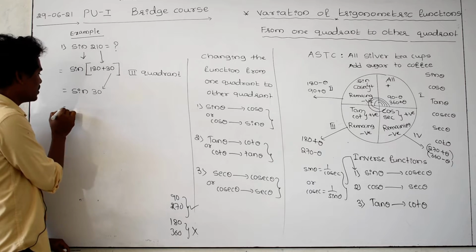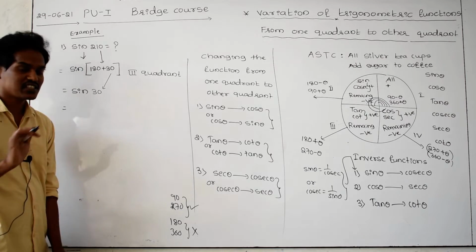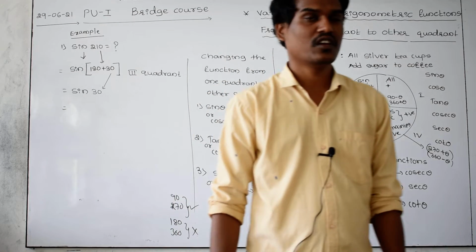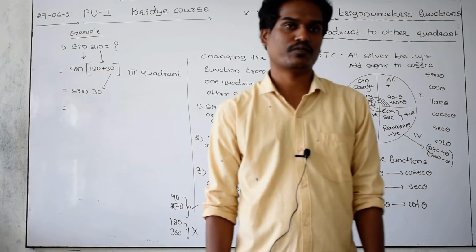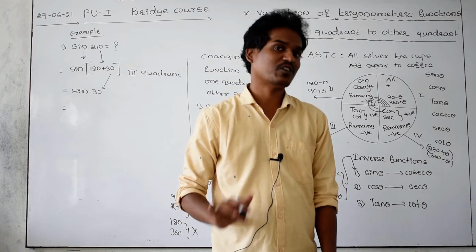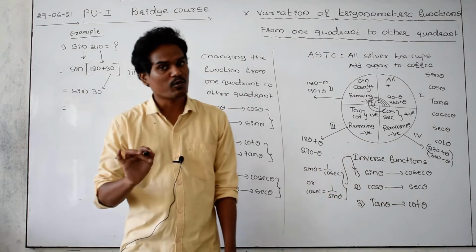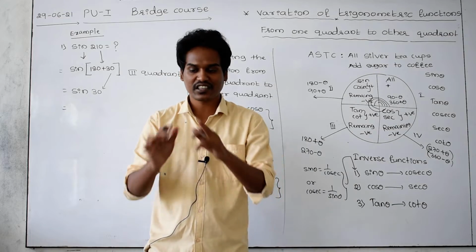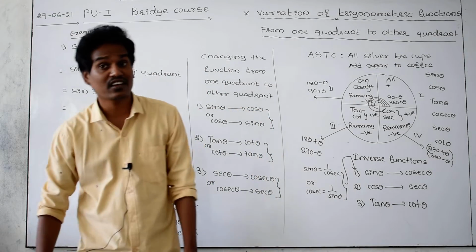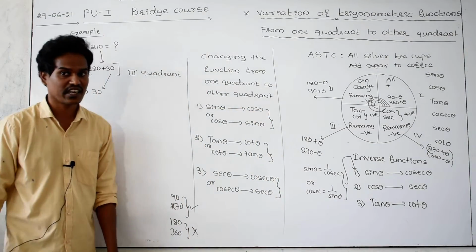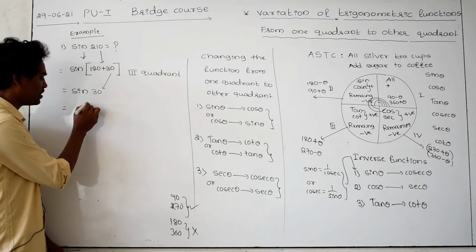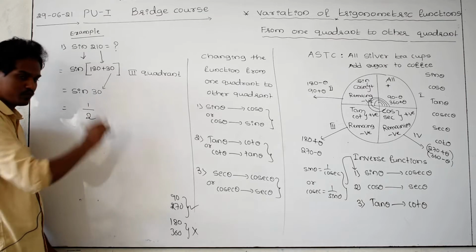And next, sine 30. As you know very well, yesterday we discussed all the trigonometric ratios. What is sine 0? 0. What is sine 30? 1 by 2. What is sine 45? 1 by root 2. Please go to the table. In the previous class, I discussed the table of all the trigonometric angles in terms of radians as well as degrees. What is sine 30 degree? Go to the table and see the value. That is 1 by 2.